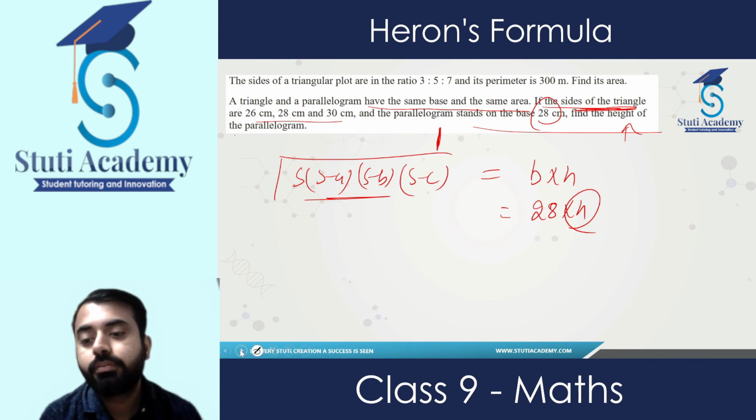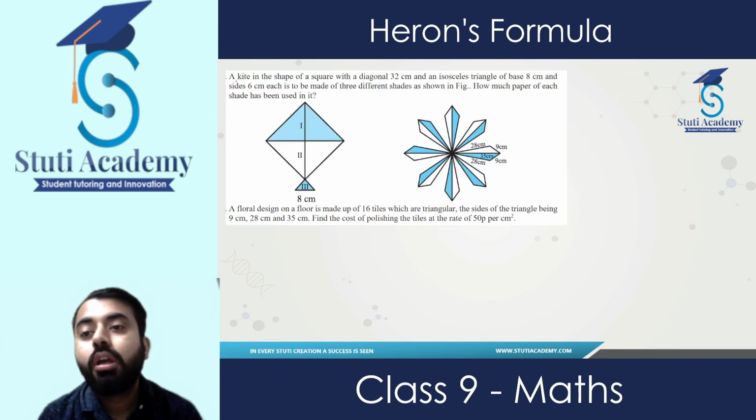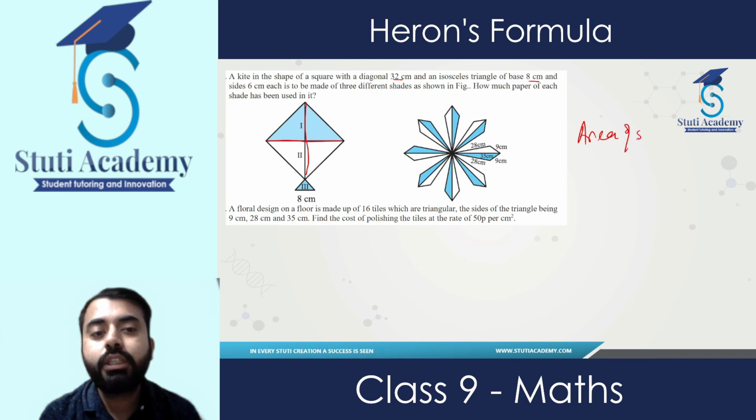Now next case. A kite is in the shape of a square with diagonal 32 and an isosceles triangle of base 8 centimeter. See, it is in the shape of a square with diagonal 32. This is 32, then this must also be 32 because diagonals of a square are equal. So the area of the square can be half into diagonal squared. Half into 32, 32. So you get what?